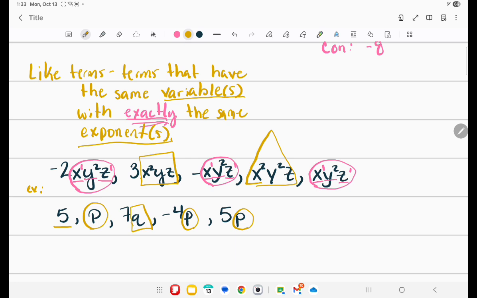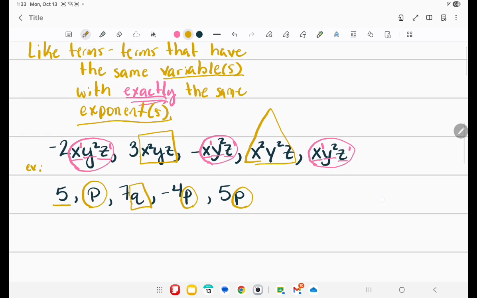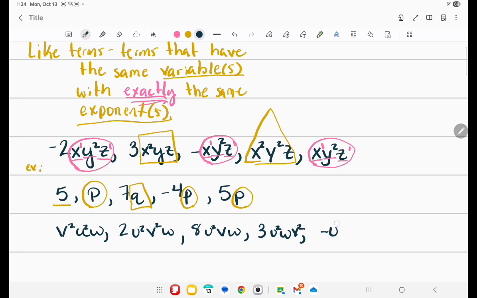All right, let's crank it back up. Here we go. Pay attention. What is this one? V squared, U squared, W. 2 U V W. 8 U V W. 3 U W V. And U V W.